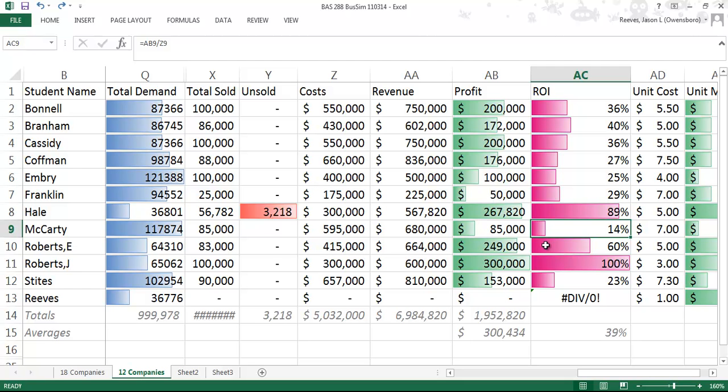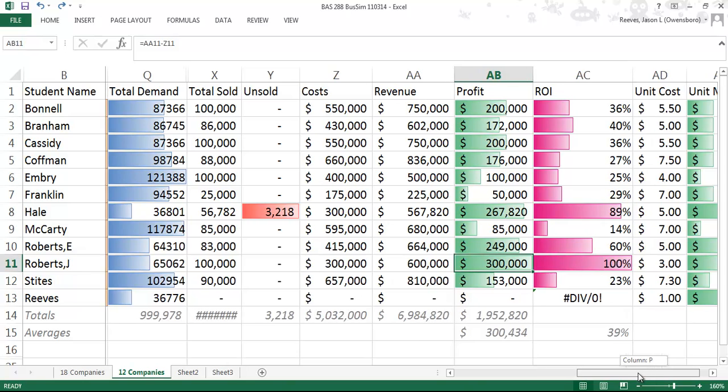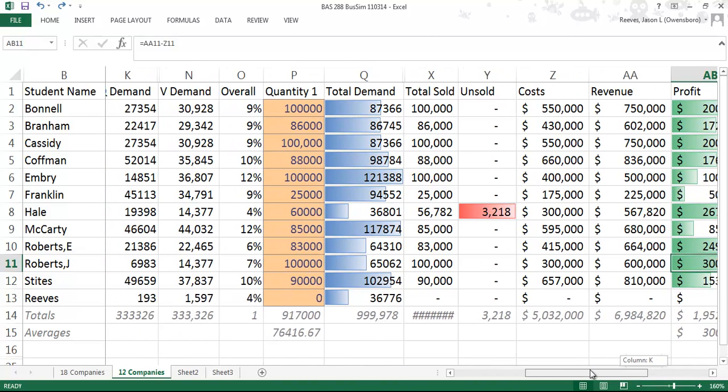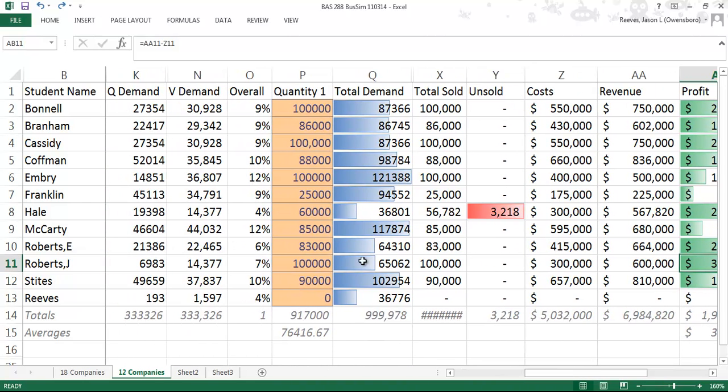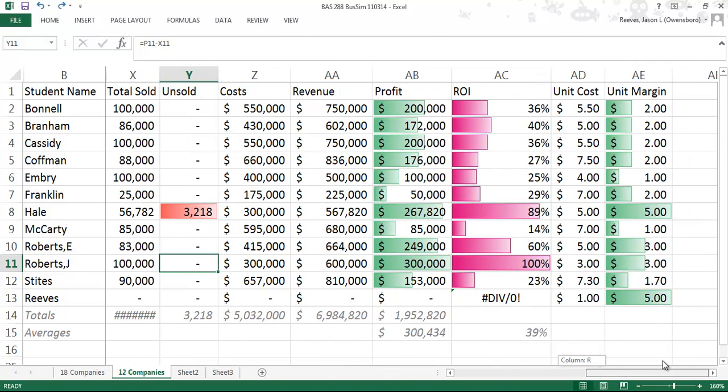If we go to who made the most profit, it would be the Roberts Company. And again, they sold everything. They could have sold more, possibly, but look, their demand was only 65,000 units, but they made 100,000 because the other companies came in and couldn't meet demand. They sold the full 100,000 and they made $300,000 with a return on investment of 100%. Now that's a good deal.